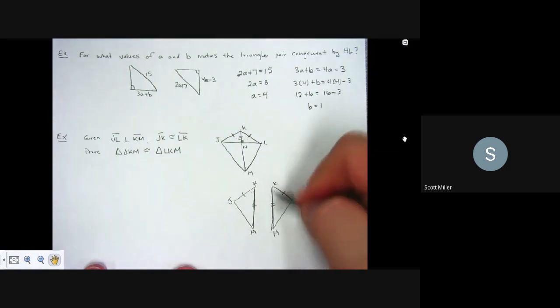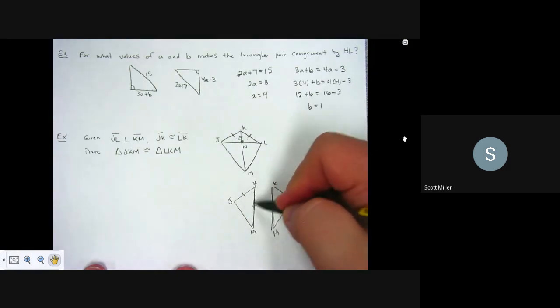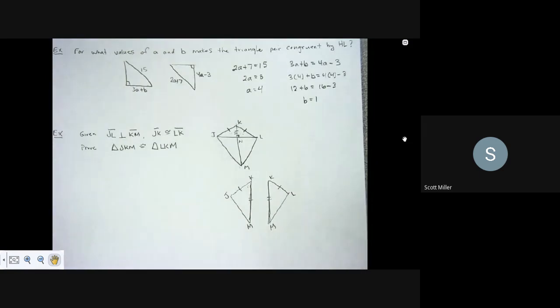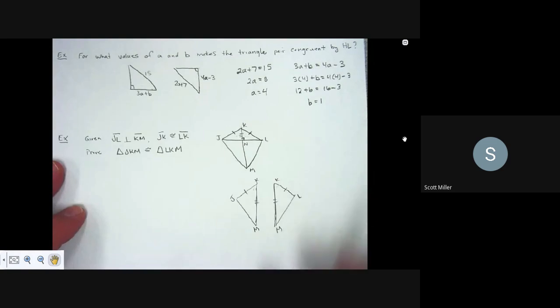This side is congruent to itself. And so by side, angle, side, these two triangles will be congruent. That is our process right there. So let's go through that. We've walked through it. Now let's go write it all out.